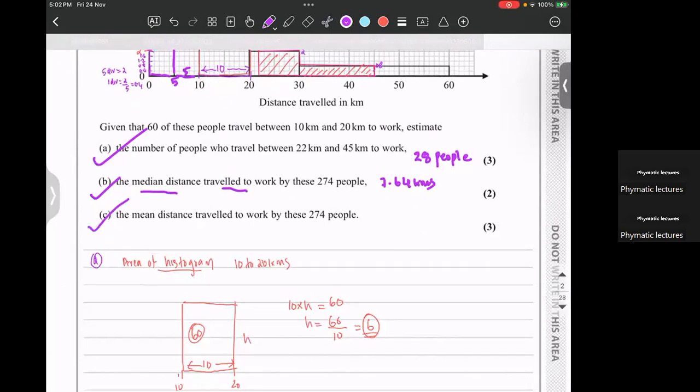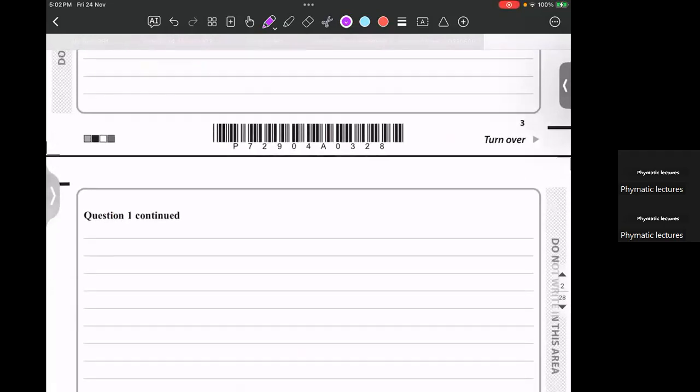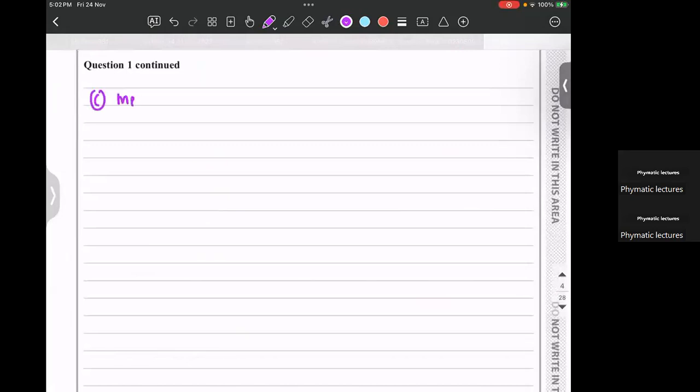And now move to question C. The mean distance traveled to work by these 274 people. So they're asking about the mean. We know histogram is related to continuous data. So how do you calculate the mean of continuous data? The basic equation for the mean is sigma fx divided by sigma f. So the sum of the product of frequency times the observation, divided by total frequency. Since it is continuous data, how will you find that respective observation?